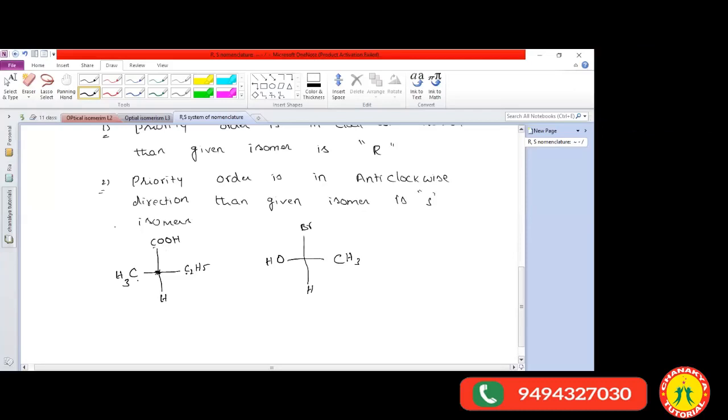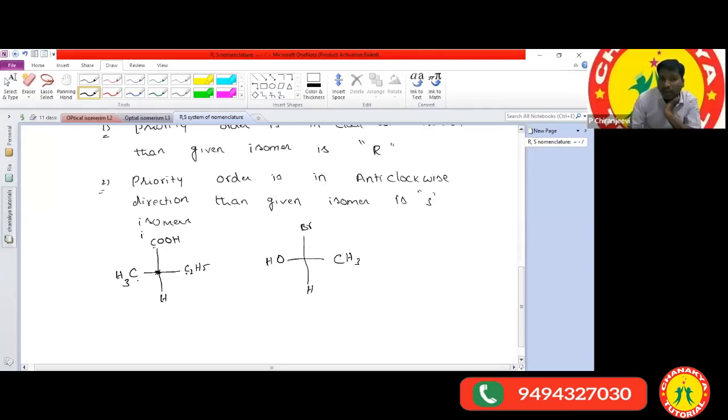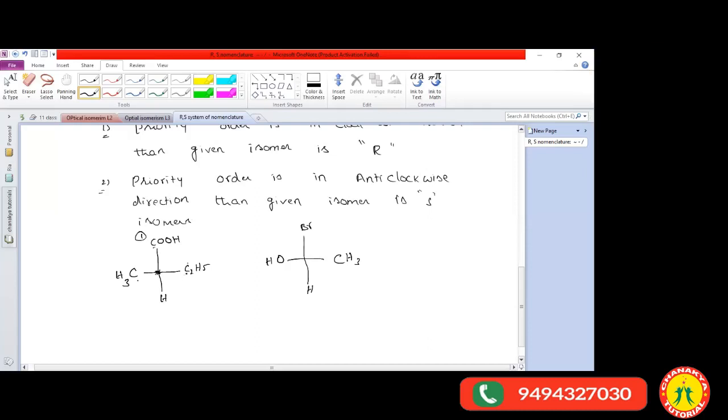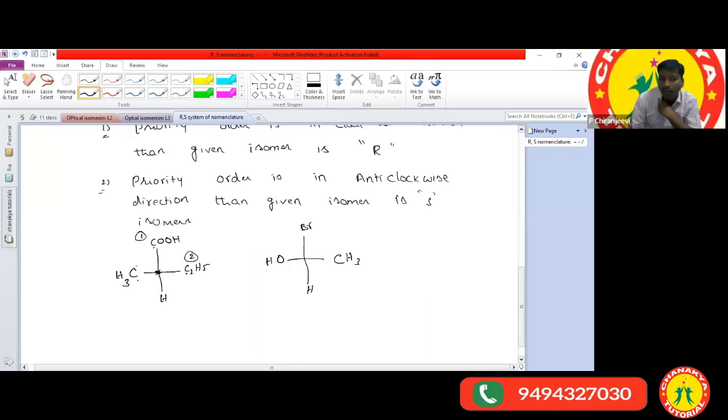COOH. So we can give the first priority to the carboxylic acid. And ethyl and methyl, for which one can we give the second priority? Sirisha, in ethyl and methyl, which one gets the second priority? Ethyl. Very good. Ethyl group. So third priority to the methyl group and least priority to the hydrogen. Okay, now you can check it out.